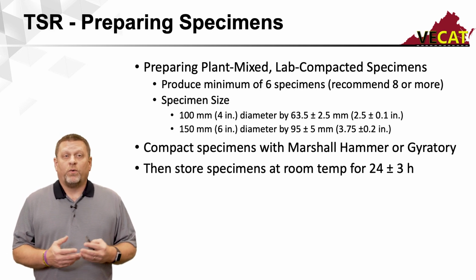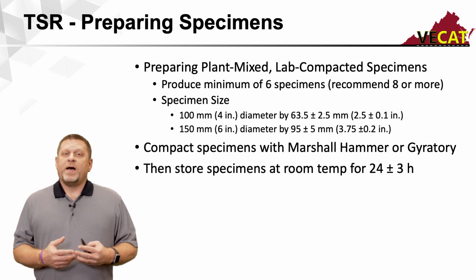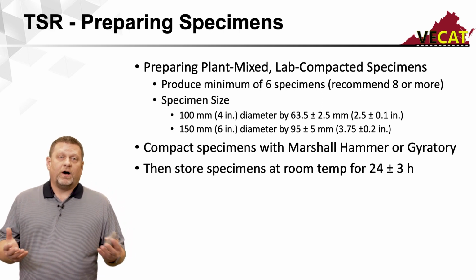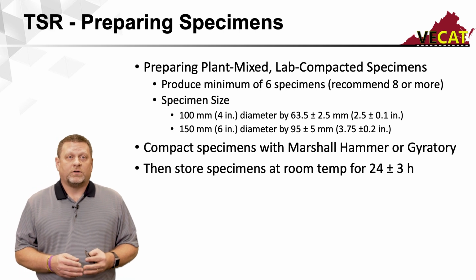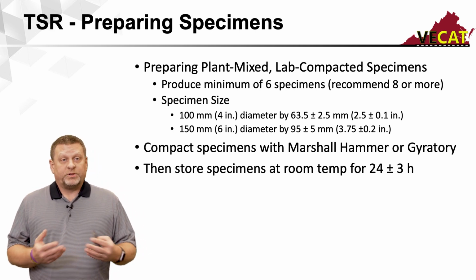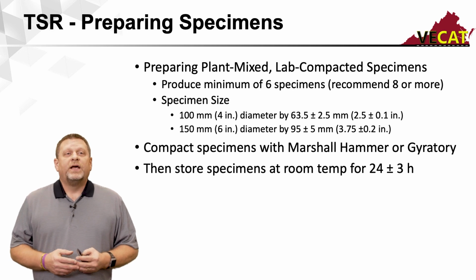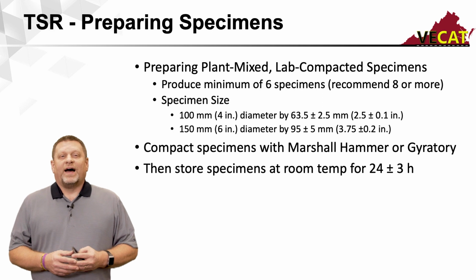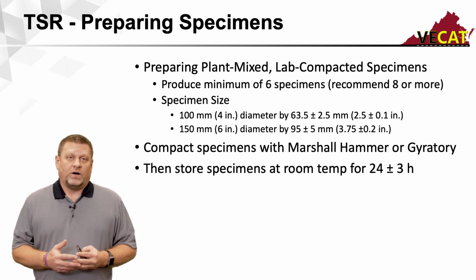You can do a 4-inch diameter, 2.5-inch tall specimen. Those specimens will be made with the Marshall hammer, typically, and they work great. That used to be all we had before Superpave was out, was the Marshall hammer, and we made Marshall TSRs. Option 2 is to use your gyratory compactor and make a much larger specimen. It's a 150 millimeter, 6-inch diameter by 95 millimeter tall, or 3.75 inches, 3 3/4 inches tall.